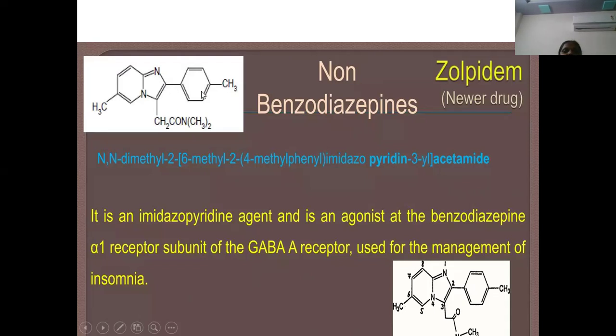Again, this one is connected with C6H5, which is phenyl. This one is connected with a methyl group. So actually this one is also called toluene or methylbenzene. This one is connected with the side chain CH2CO and CH3 twice, which is the dimethyl amide. So at this position we have methyl. Already you know that numbering starts from here only: 1, 2, 3, 4.